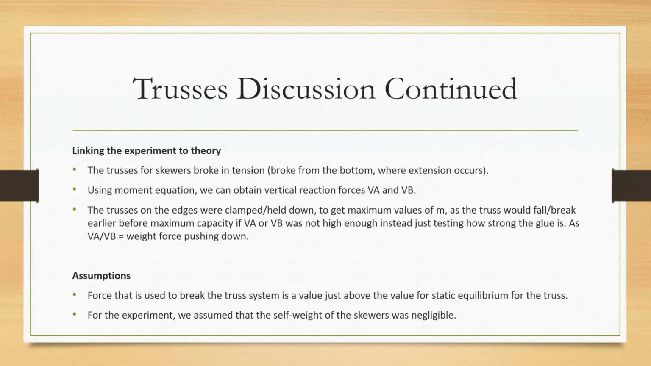So in order to link the experiment to theories we have learned, the trusses broke in tension and broke from the bottom because of bending moment. We used moment equations to obtain vertical reaction forces, VA and VB. The edges of the trusses were held down in order to obtain maximum values of VA and VB, as the system would fall apart before attaining maximum capacity if VA and VB were not high enough. Instead, we would just be testing how strong the glue was.